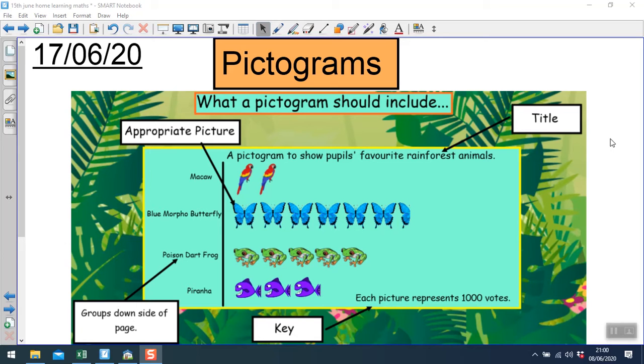So this is what a pictogram should include. We've got a title, and this title is a pictogram to show pupils' favourite rainforest animals. We have got the animal down the side. We've got an appropriate picture, so macaw, parrot, butterfly, frog, and a fish. And then really important is a key, and it says in this case that each picture represents 1,000 votes.